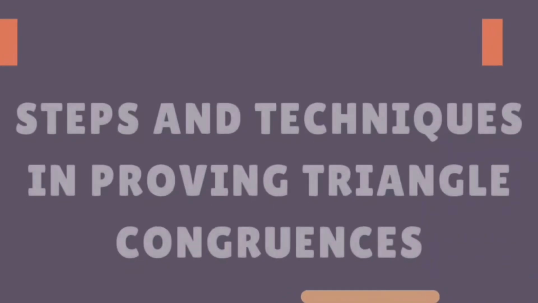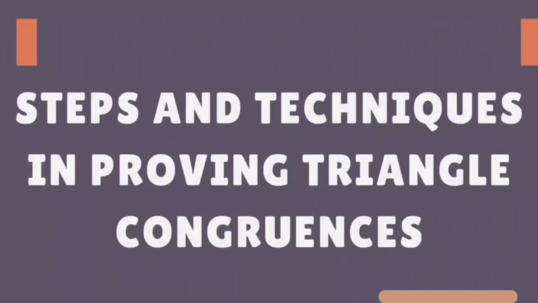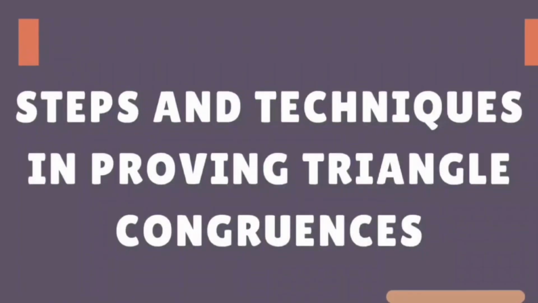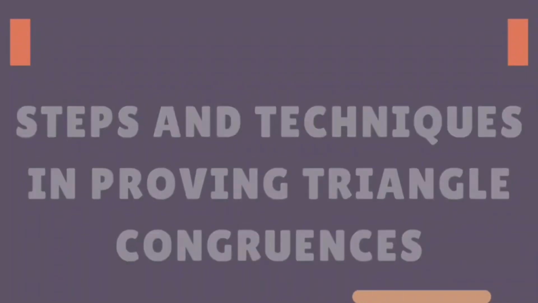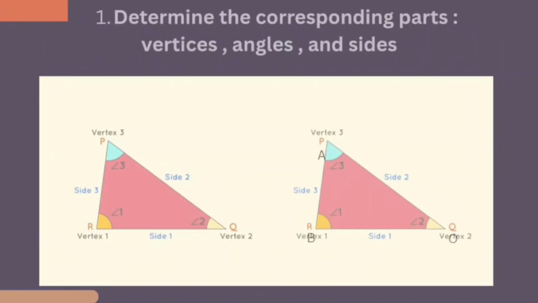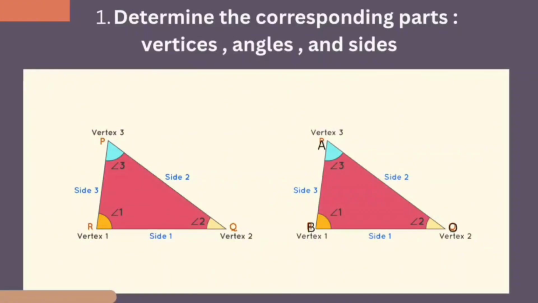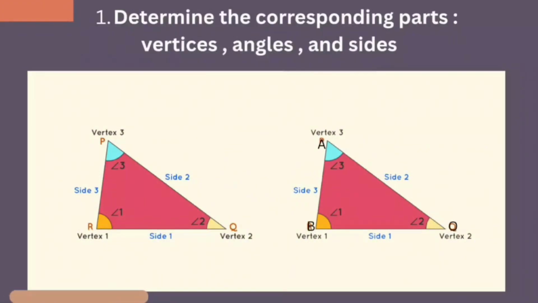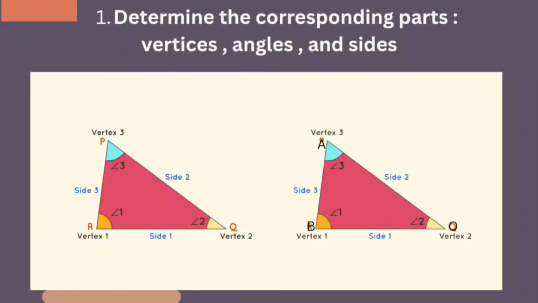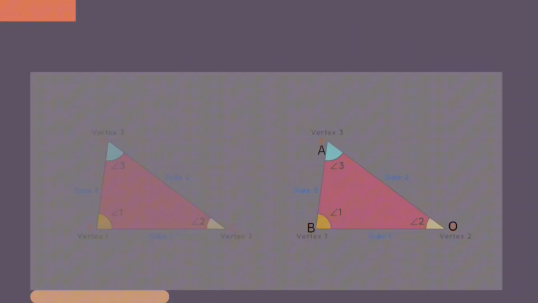The process of proving triangle congruence generally follows a logical sequence of steps. Let's break them down. First, determine the corresponding parts, vertices, angles, and sides. The first crucial step is to identify the corresponding parts of the 2 triangles you are comparing. This means carefully matching up the vertices, the angles, and the sides, the line segments connecting the vertices.